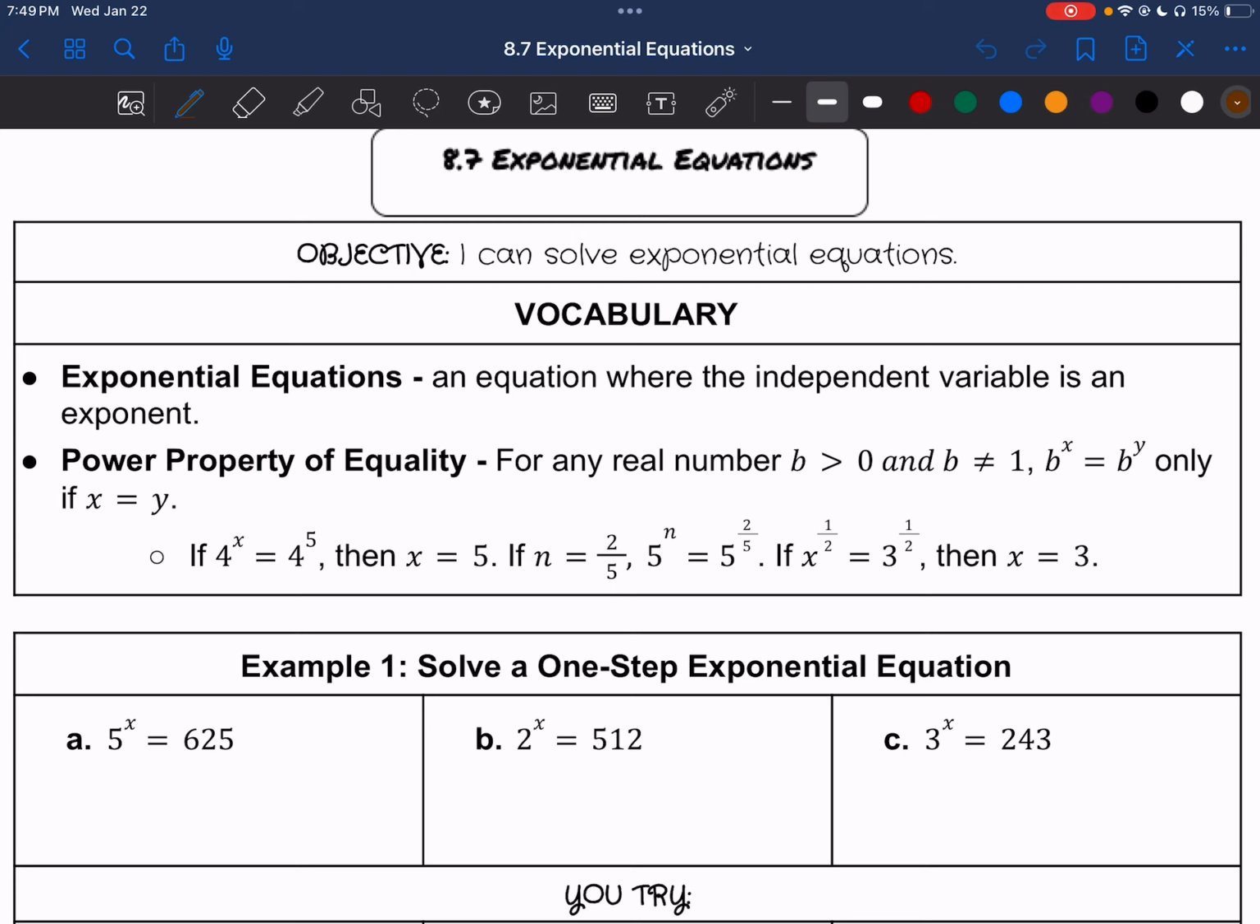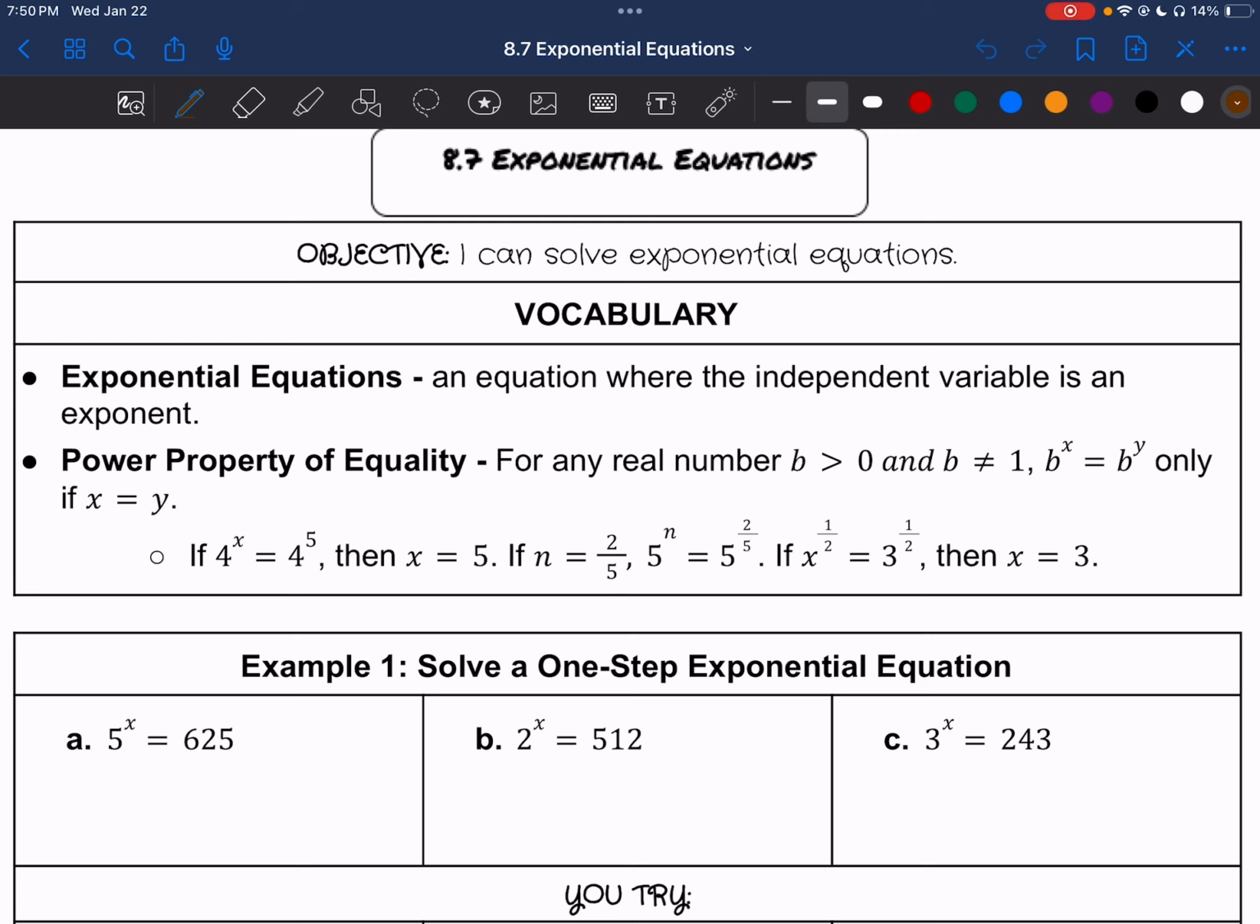So if we had, for example, 4 to the x is equal to 4 to the fifth power, then we know x must equal 5, because then it would be 4 to the fifth equals 4 to the fifth. If n is 2/5, 5 to the n power equals 5 to the 2/5 power. If x were 1/2 and we had 3 to the 1/2, then x must equal 3. We need to have the same base and the same exponent for these two things to be equal.